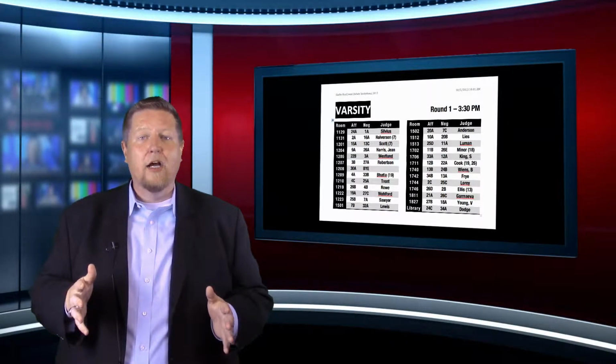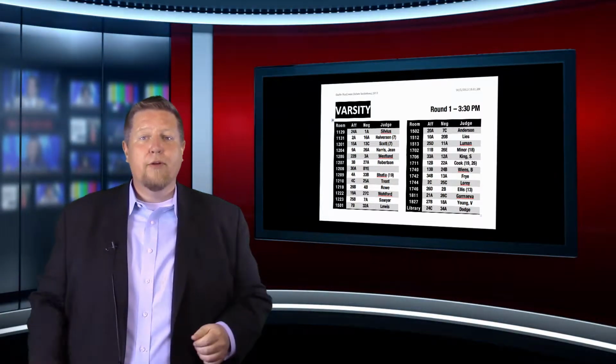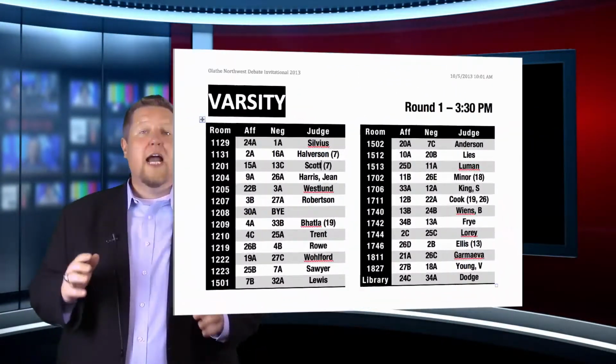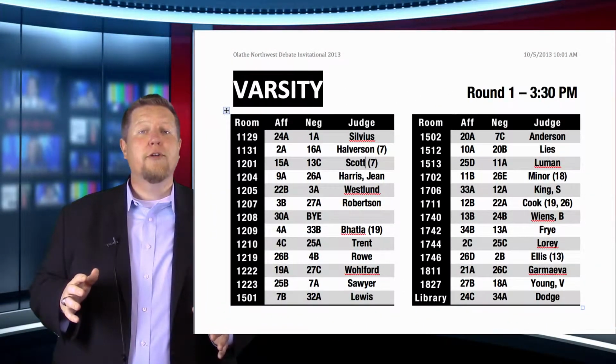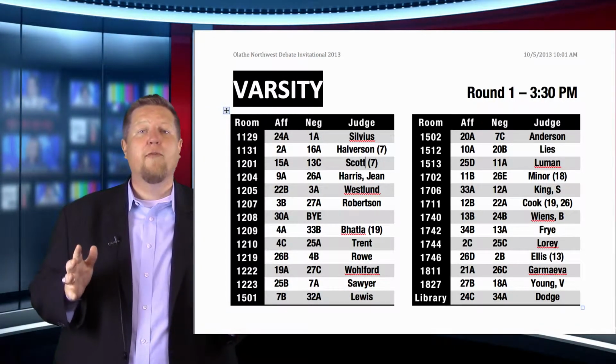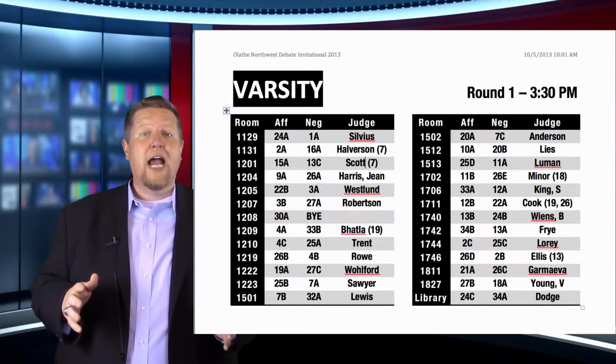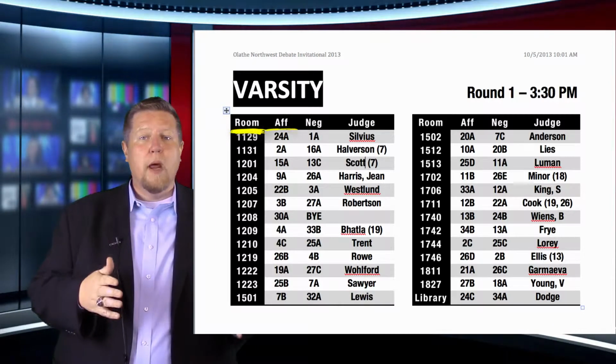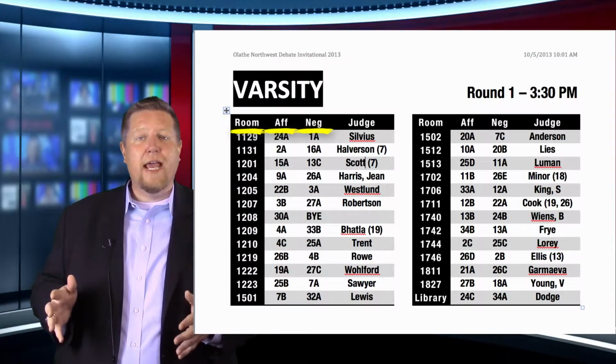The schedule lists all the teams competing in the tournament, their assigned room, and their assigned side, affirmative or negative. Here's a sample schedule for the varsity division. Schedules are also usually posted throughout the tournament about 10 to 20 minutes before each round starts. Each schedule has 3 columns: the room number, the affirmative team, and the negative team.